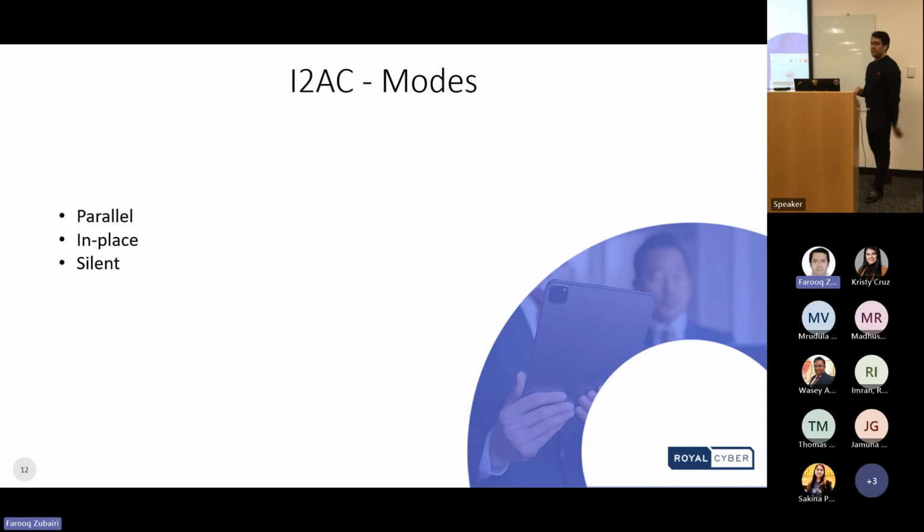I said parallel, in place, and silent. We'll discuss in more detail, but I'll just quickly cover parallel. As I said, your source will stay there until you delete and destroy it. Your destination will be up and running. You can test that. For example, route some of the less critical services to the new system, get the results, observe the trend, and then you can decide your strategy to move.